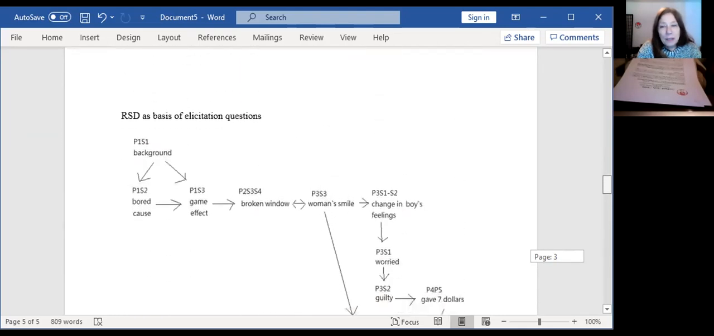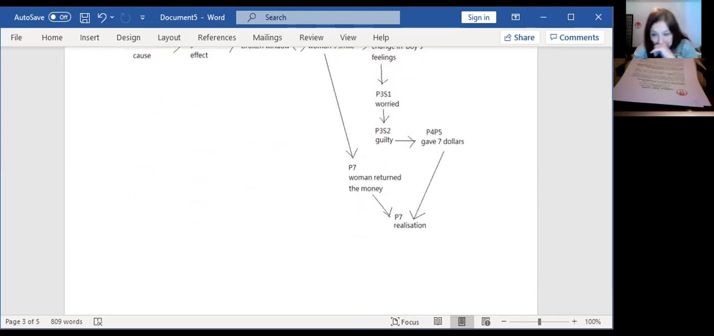We don't have that much more time, and you want to do elicitation questions for vocabulary. Would you like to go over this on your own, the rest of it?